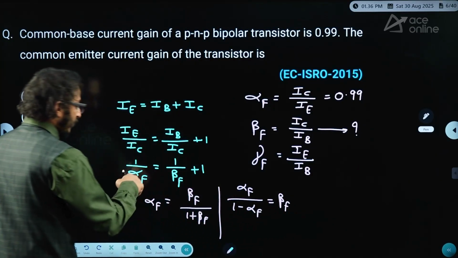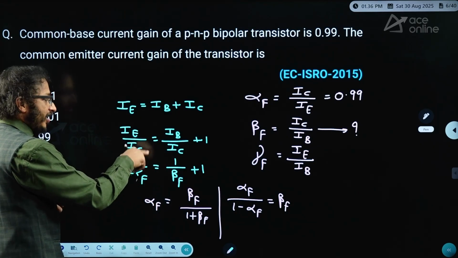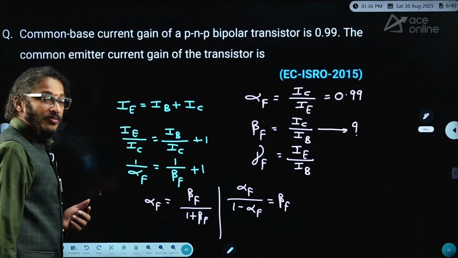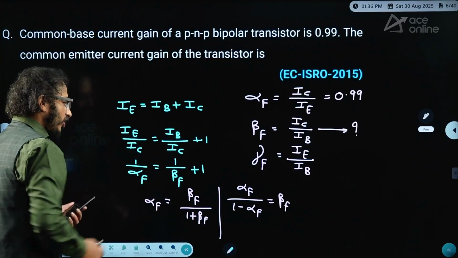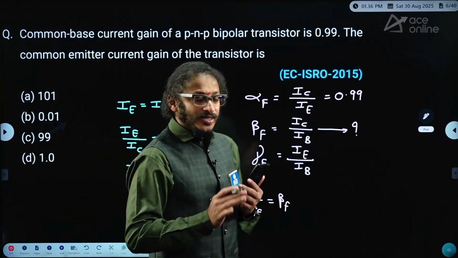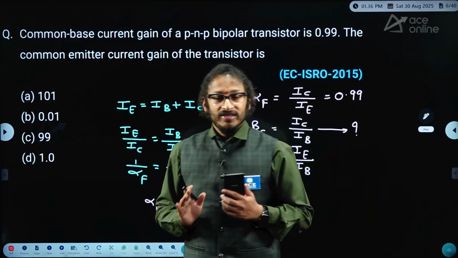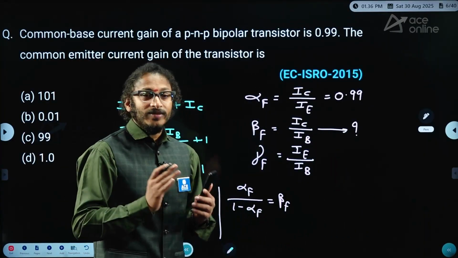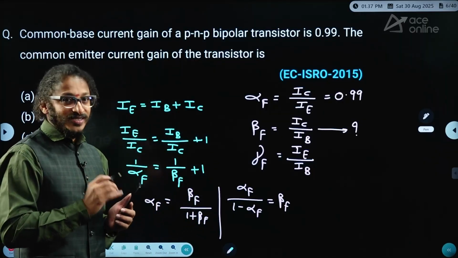True or not? For example, 1 by alpha F minus 1, that is 1 minus alpha by alpha, equals 1 by beta. Therefore, alpha by 1 minus alpha is simply equal to beta. Like that, you can easily produce the relationships instantly in the exam. There is no need to mug up. My humble request here is, don't mug up. Just try to recollect the shortcuts and time-saving techniques we have discussed in the class.